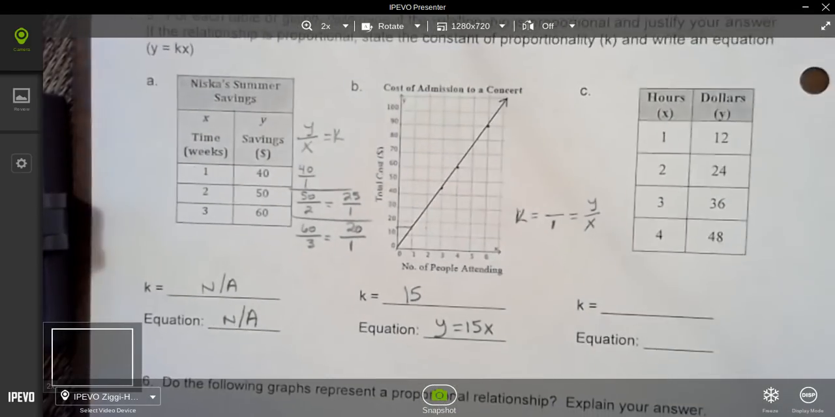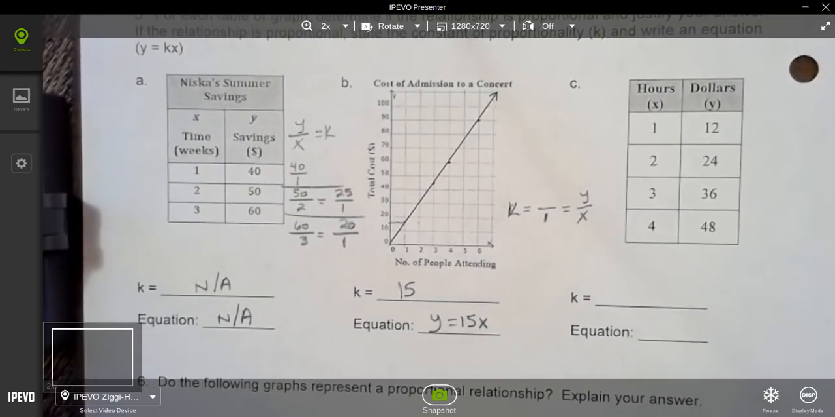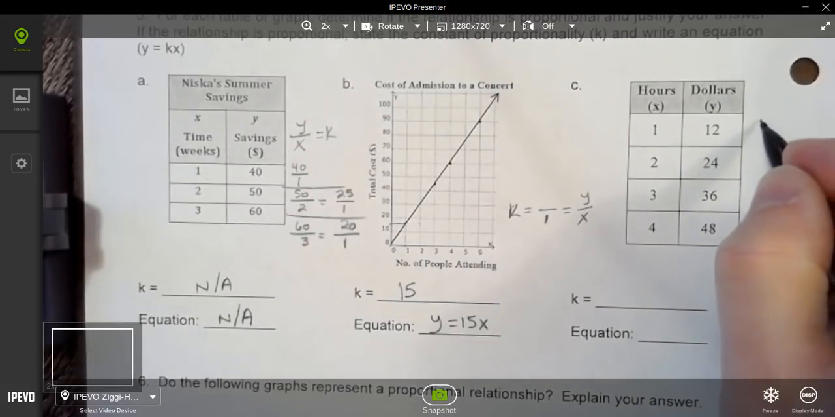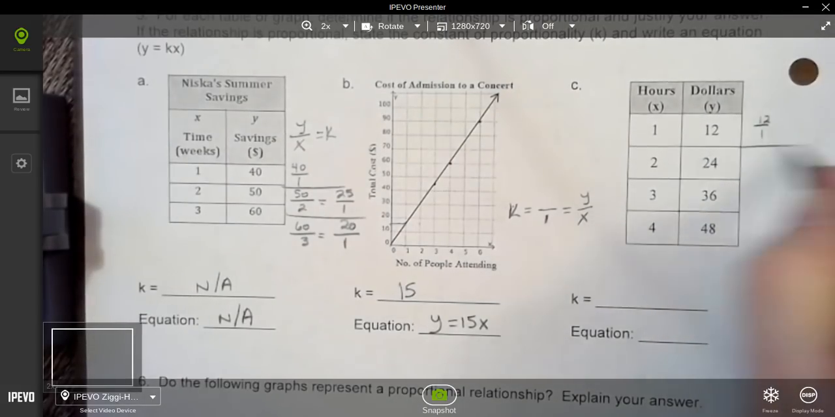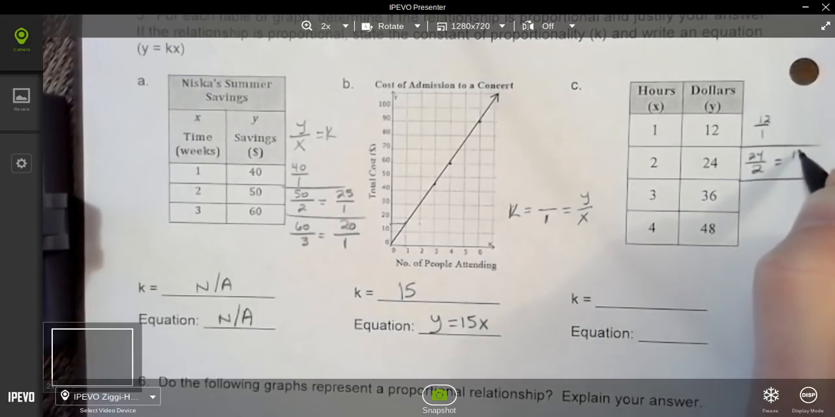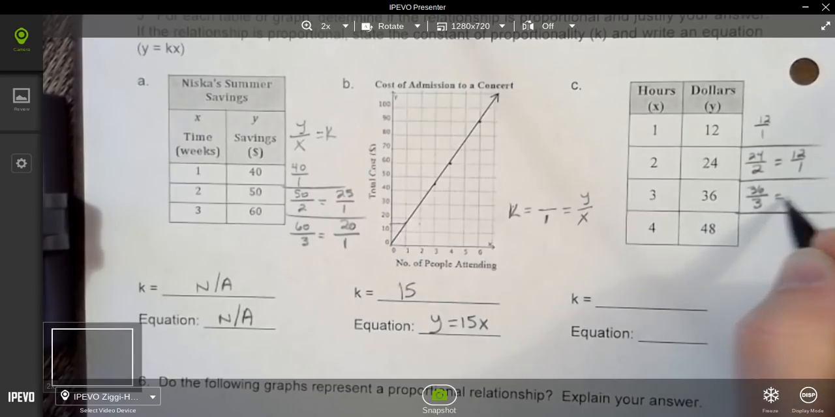In letter C, we again have a table. This time we're looking at dollars per hour. Our dollars depends upon the hours. So we're going to set up our unit rates here, y over x. The first one is 12 over 1, which is already a unit rate. The next one is 24 over 2, which simplifies to 12 over 1. The next one is 36 over 3, which also simplifies down to 12 over 1. And the last one is 48 over 4, which simplifies down to 12 over 1.